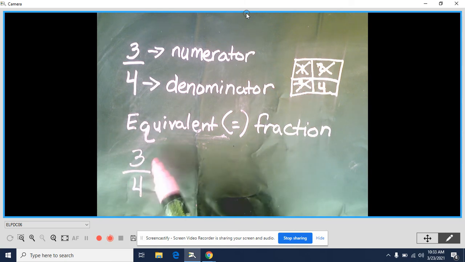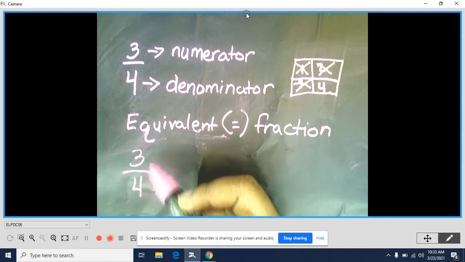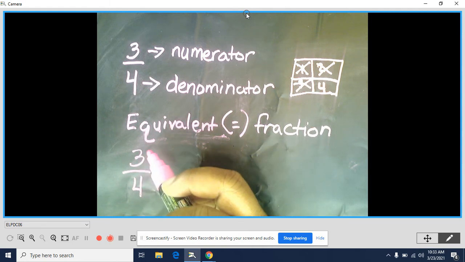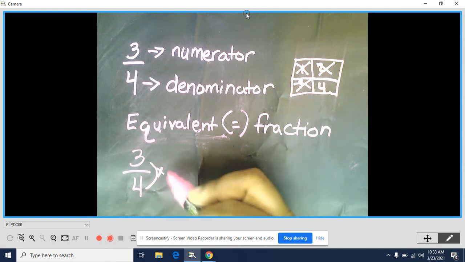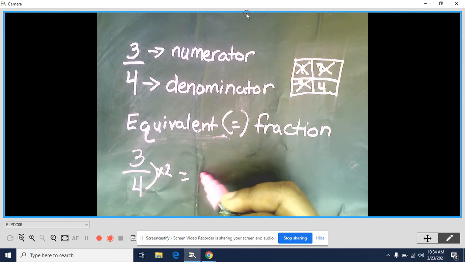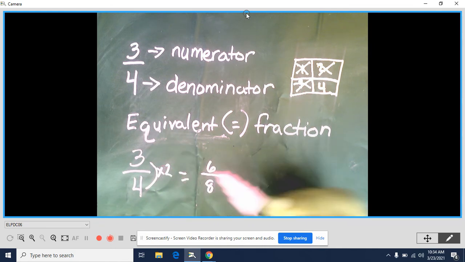But remember what I said about making equivalent fractions. Whatever I do to the denominator, I must also do to the numerator. So if I'm going to multiply this by 2 to get 8, then I have to be equal in what I do and multiply the 3 by 2 also. So I'm going to multiply both of these by 2. And so if I multiply the denominator, 4 times 2, I'm going to get 8. If I multiply the numerator, 3 times 2, I'm going to get 6.